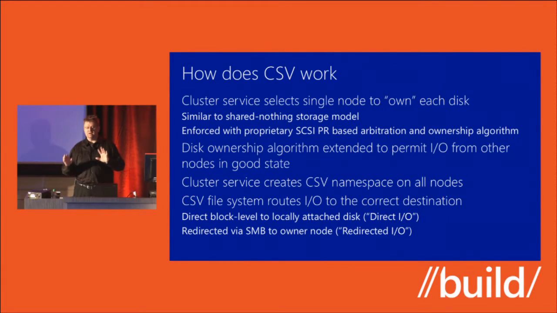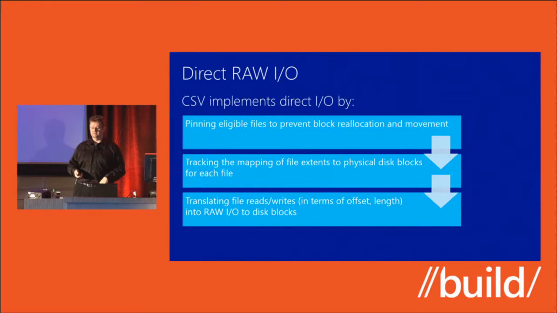And so I'll talk about how we do two different types of I/O. There's what we call direct I/O, which is all the reads and writes, things that are going down directly to the disk. And then there are metadata operations, which are being redirected over SMB. We call them redirected I/O.